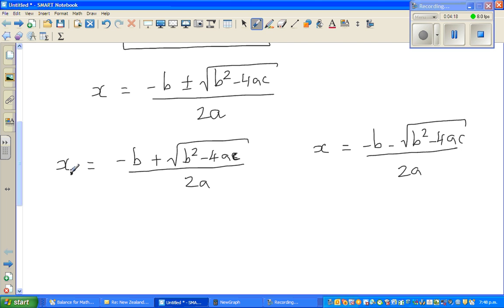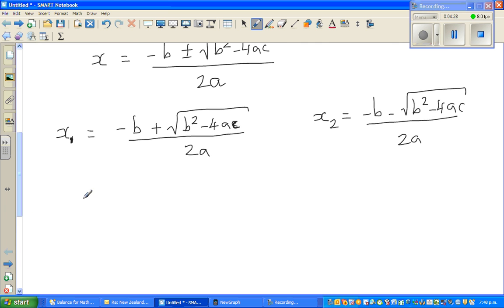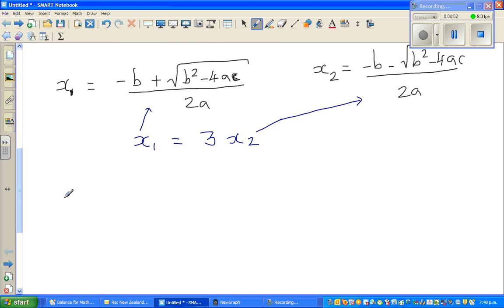Maths is all about logic, okay? And logic is something anyone can learn if you try to break it down. Break things down. So let me write this again. We have been given x1 is 3 times x2. So in place of x1, I can put this, and in place of x2, this form. Okay, let me draw a bigger arrow. It becomes very big, so let me write it properly.